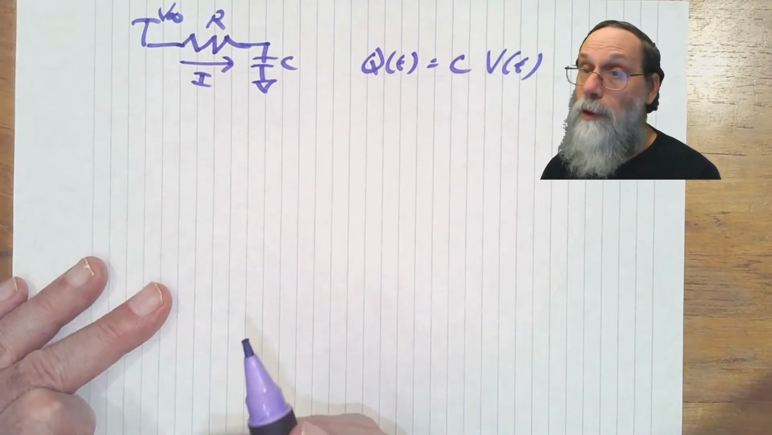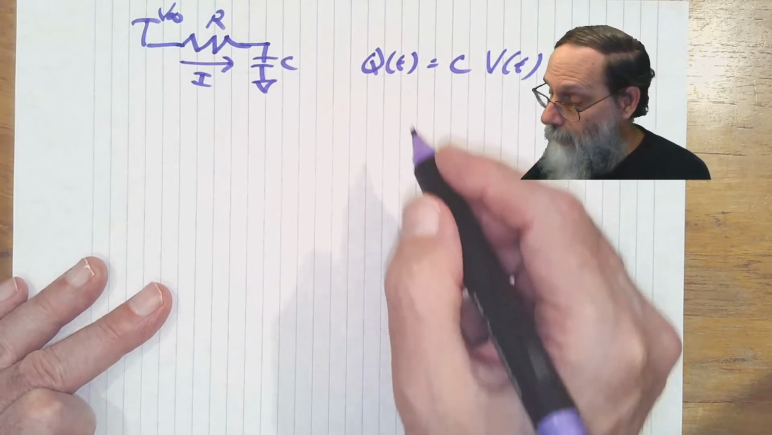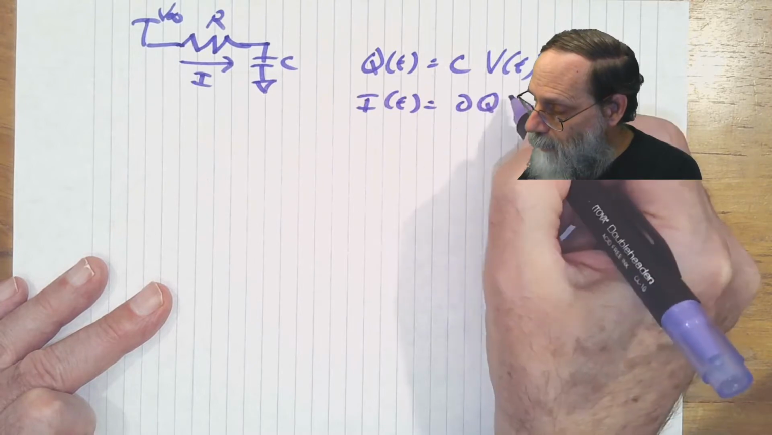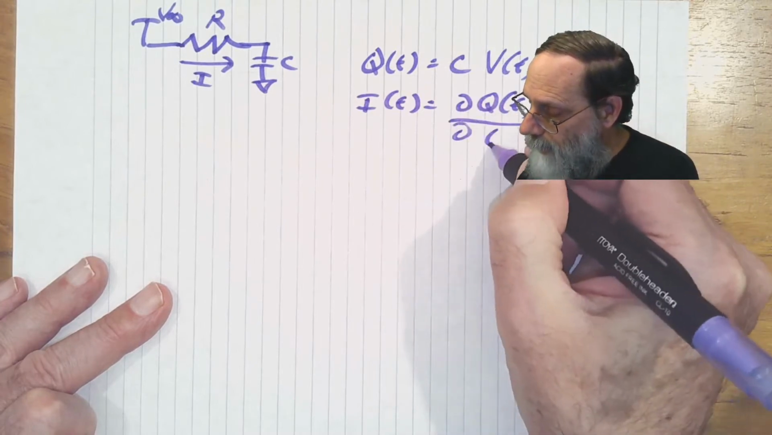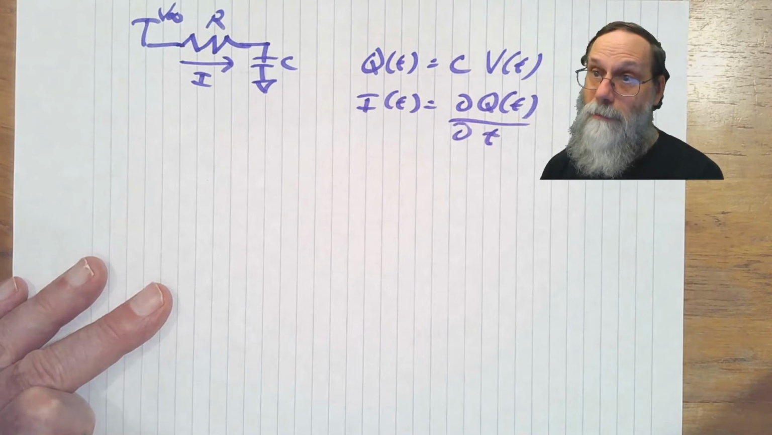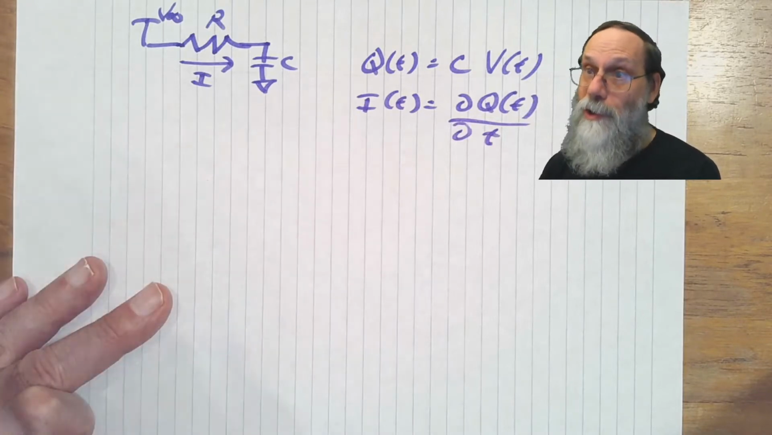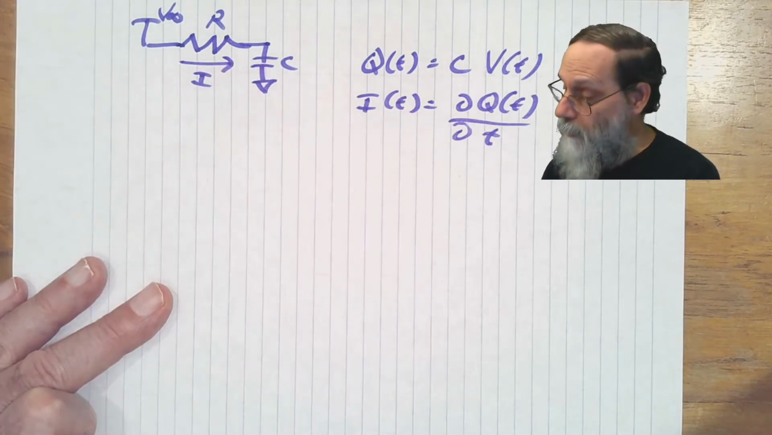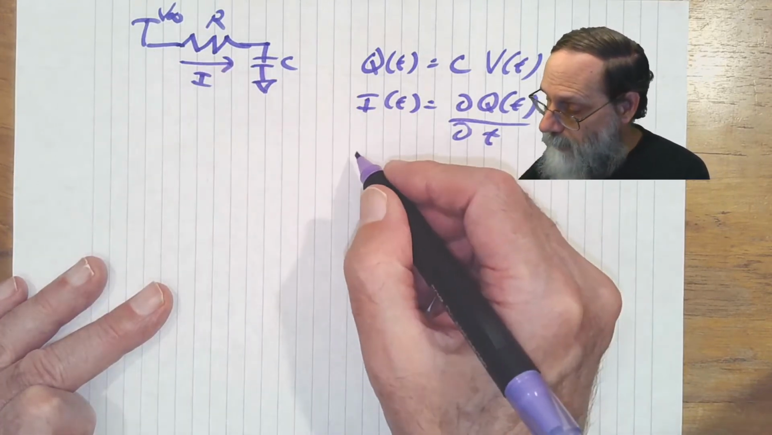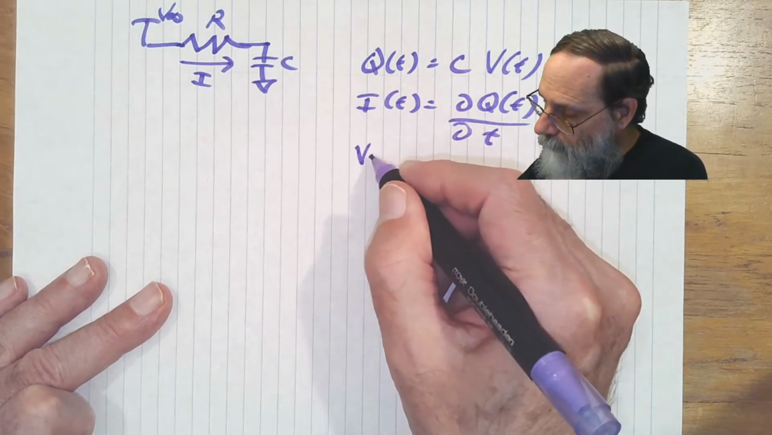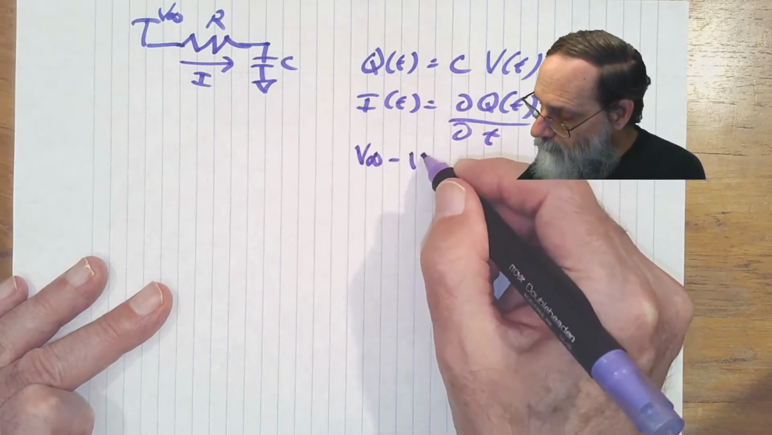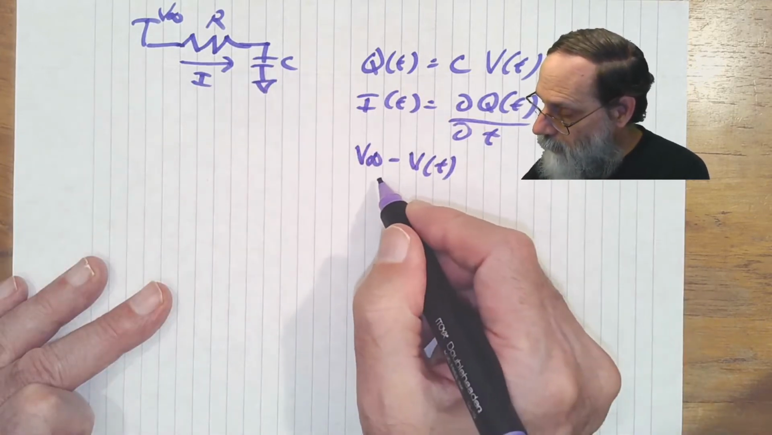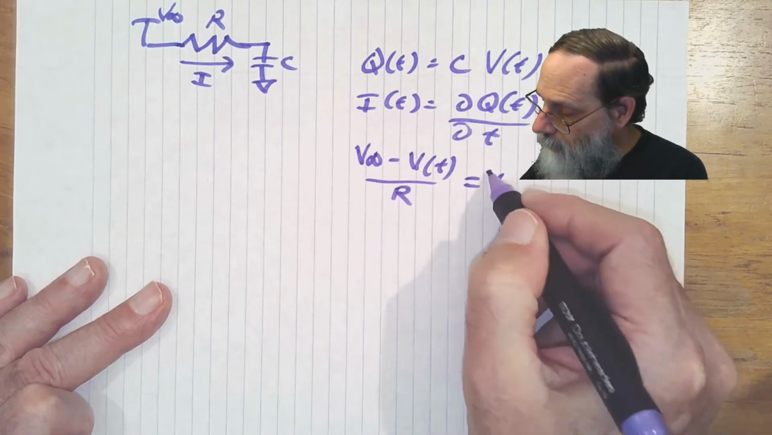Well, there's two things we know about the current. One, since it's charging the capacitor, it's the derivative of the charge with respect to time. That's what current is, it's how much the charge is changing. We also have, however, Ohm's law about what's happening on this resistor here, and that says that V infinity minus V of t, that's the voltage across the resistor in that direction, divided by the resistance is going to be I.